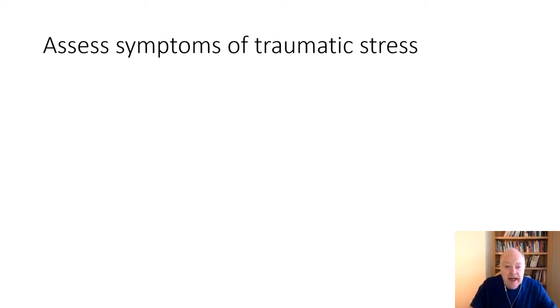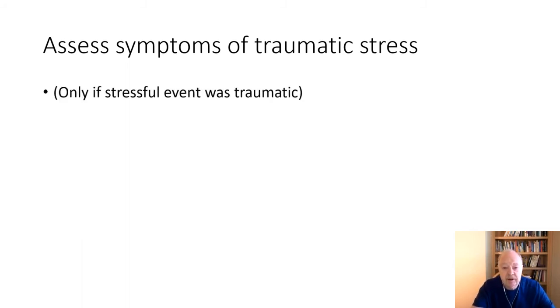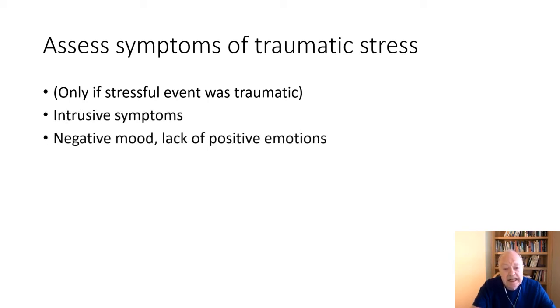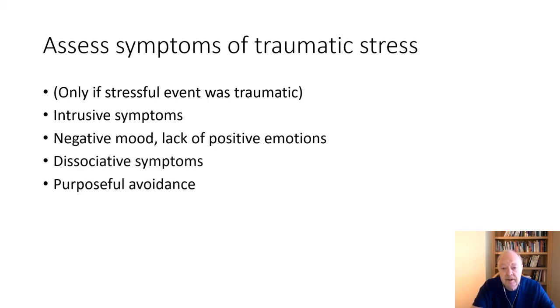So I'm not going to spend a lot of time on this because we've talked about this already. And once again, I hope that you're able to remember off the top of your head the 5 symptom clusters of traumatic stress. Now, obviously, you're only going to ask about these if the stressful event was traumatic, not if it was normative. And so the clusters of symptoms of traumatic stress: intrusive symptoms, negative mood and lack of positive emotions, dissociative symptoms, purposeful avoidance, and physiological arousal. You'll recall that we talked about these already.